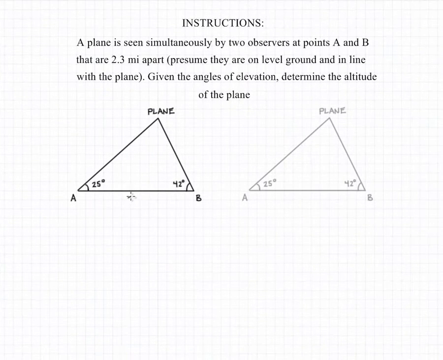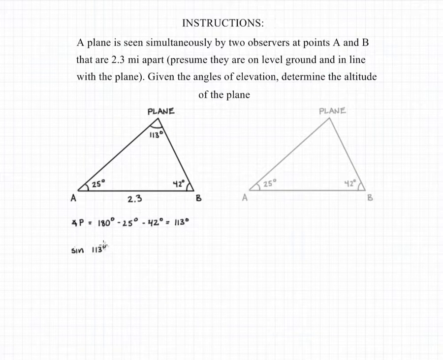We can begin to answer this question by first determining the angle that the plane is making with both observers, that last angle in the triangle that we don't know. We know, however, it has to be 180 degrees minus the other two angles, which tells us that that angle must be 113 degrees. From here, we can use this information and the law of sines to set up a proportion, and that will allow us to solve for one of the sides of this triangle.